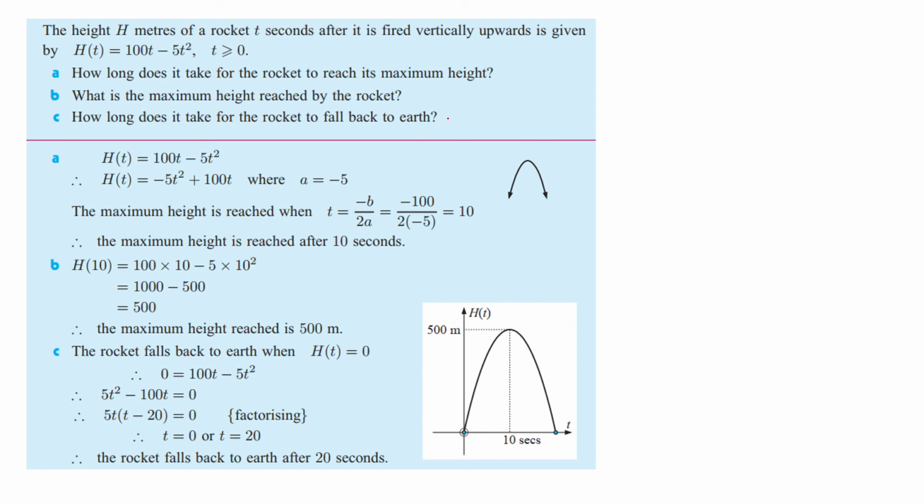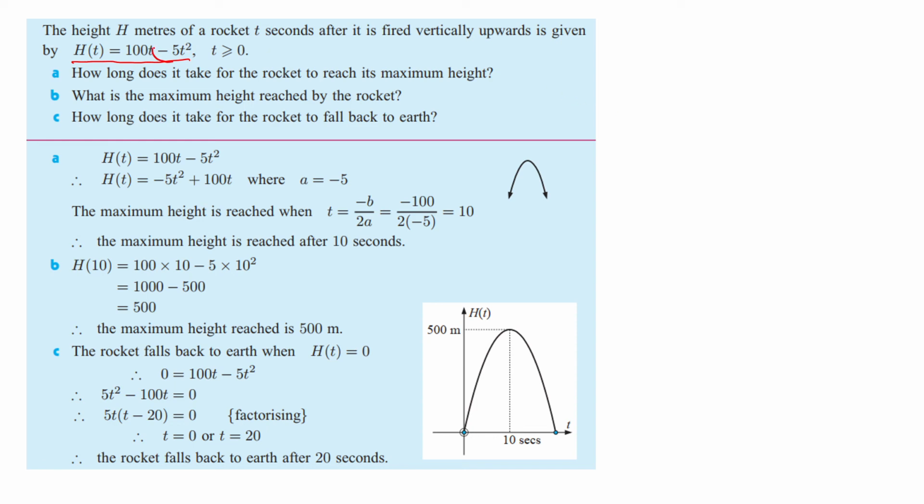So finally, every question will come to an application one. So let's look at a real-world problem. The height h meters of a rocket after it's fired vertically upward is given by this parabola, by this quadratic function. So the question is here. The first one: how long does it take for the rocket to reach its maximum height? As you can see, h is a function dependent on t, and in this chapter we have learned the quadratic function. So the square means quadratic, right?